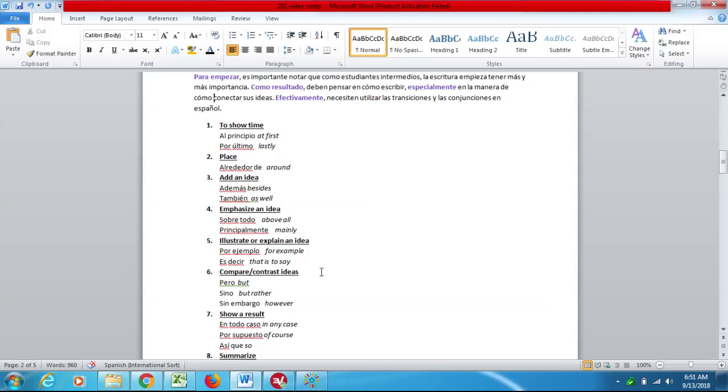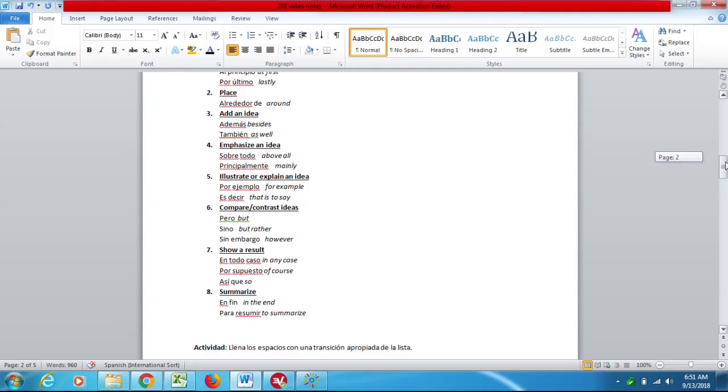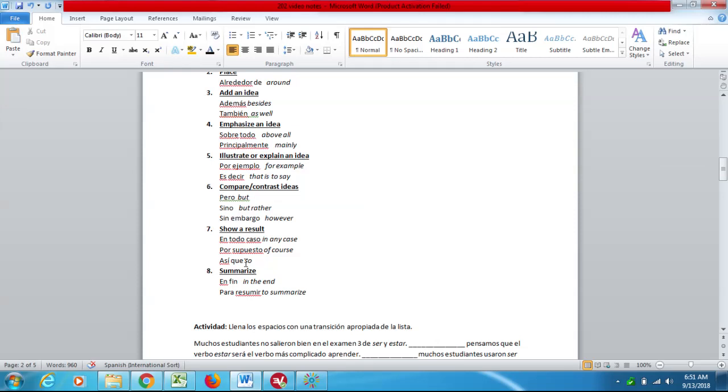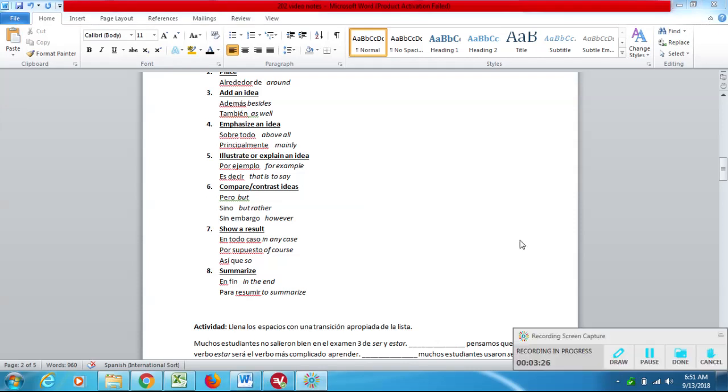To compare and contrast ideas, pero, sino, sin embargo. To show a result, en todo caso, por supuesto, así que. And to summarize, en fin, para resumir, right?